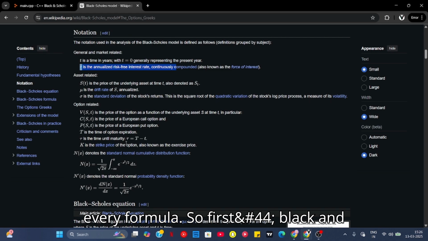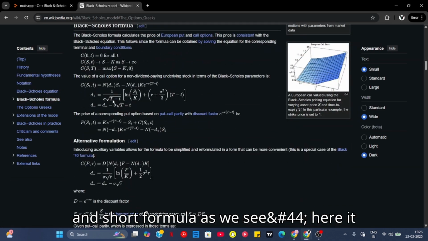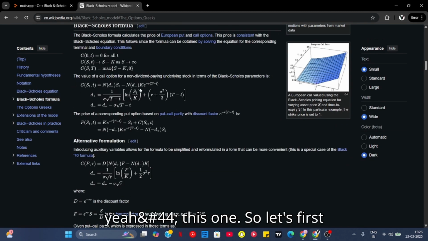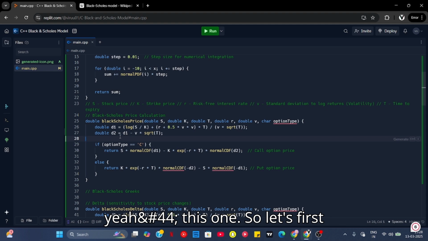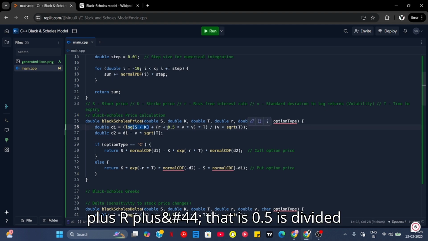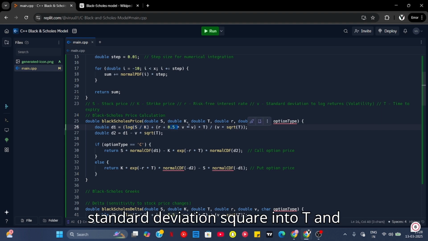So first, the Black-Scholes formula, as we see here, it is written. I guess, yeah, this one. So let's first calculate D1, that is log of S by K plus R plus 0.5, that is divided by 2, into V square, that is standard deviation square, into T, and divide by V into square root of T.